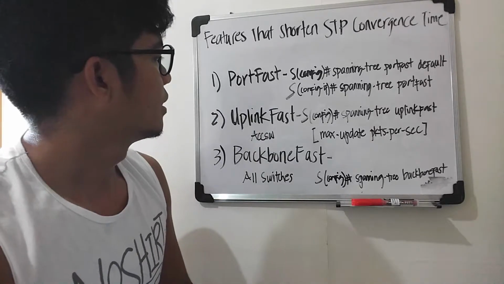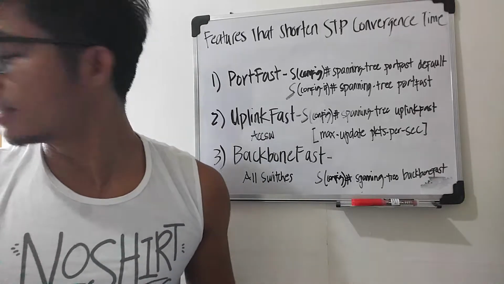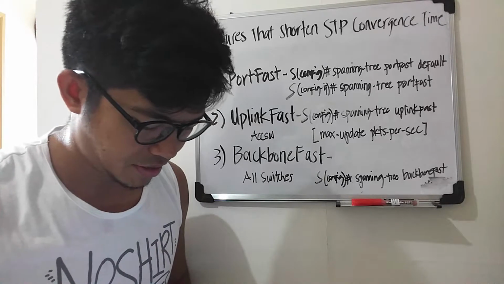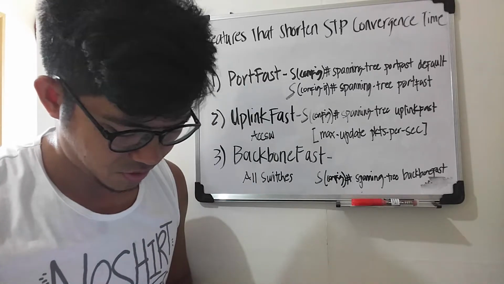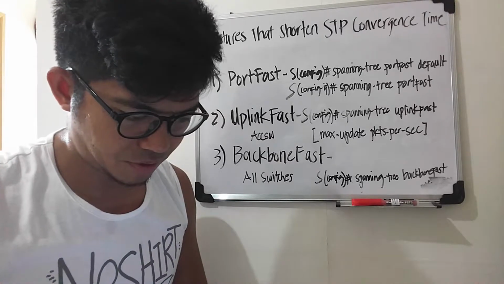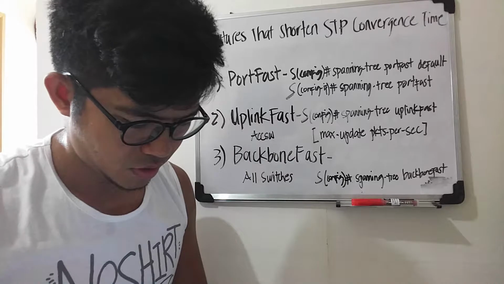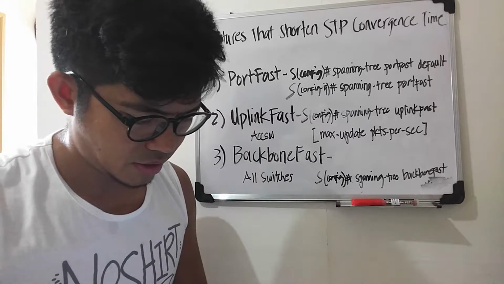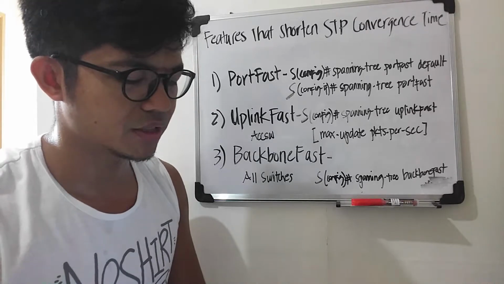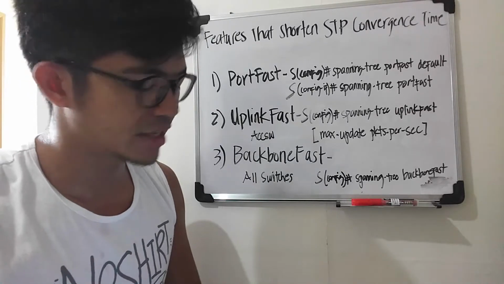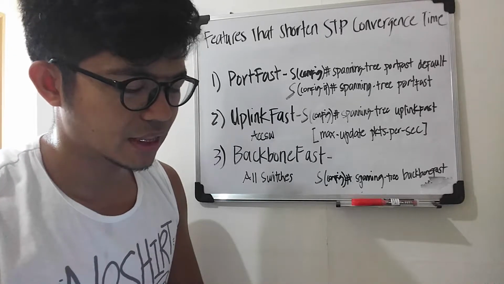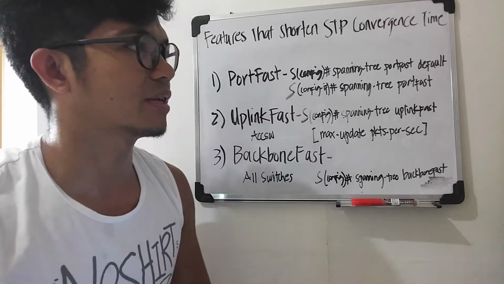And number two is UplinkFast. Because I don't really, I'm going to actually read the description here. So it is an STP feature that enables access layer switches to unblock a redundant uplink when the primary root port fails.